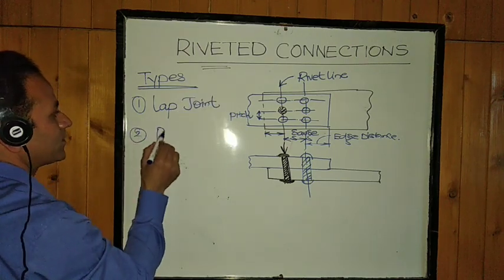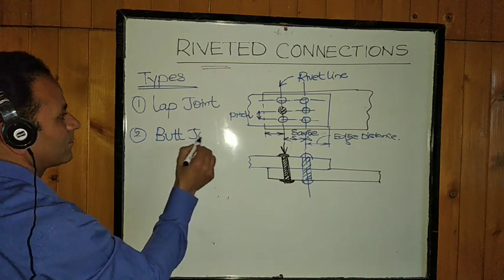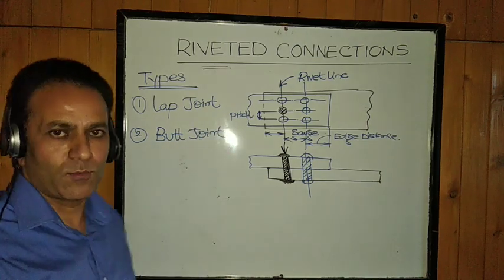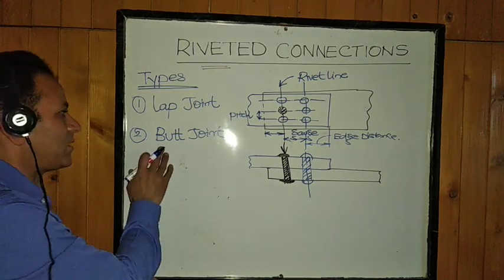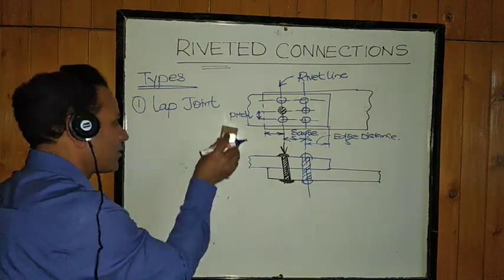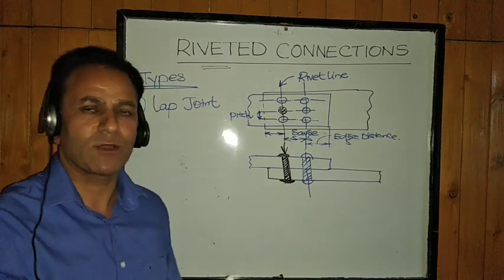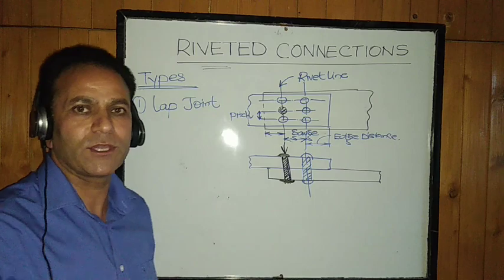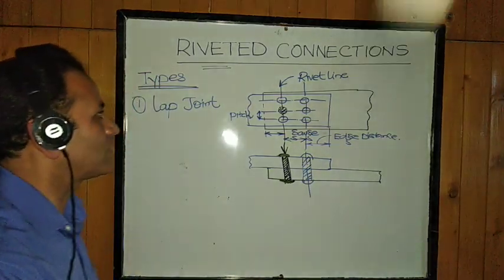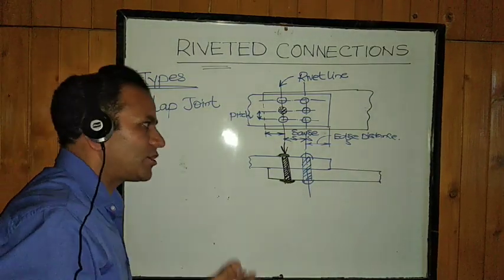Another is a butt joint. So we can provide these riveted connections either by lapping the members or providing some other means in a butt joint. First we will see what is a lap joint. A lap joint is just like this, where the members are lapped over each other and then the rivets are provided depending upon the design, depending upon the strength of each rivet and the load to be sheared.